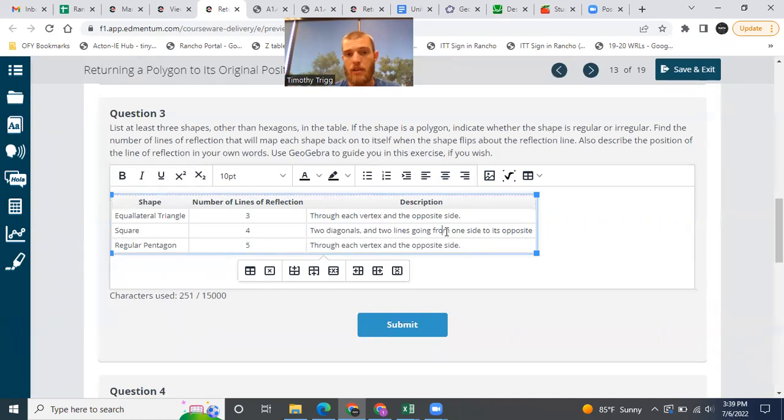Okay, so it's a little bit tricky, but hopefully you might have to rewatch that again to understand it fully. But basically, if it has an odd number of sides, then it'll have lines of symmetry that go from vertex to opposite side. And then if it has an even number of sides, then you'll have diagonals. In other words, vertex to the opposite vertex, and then sides to the opposite sides.